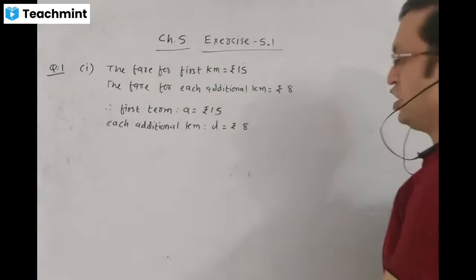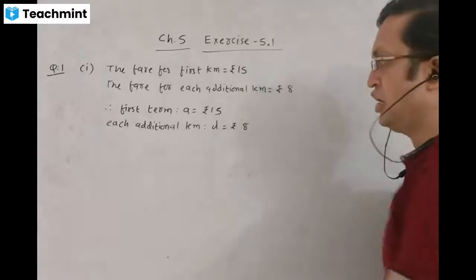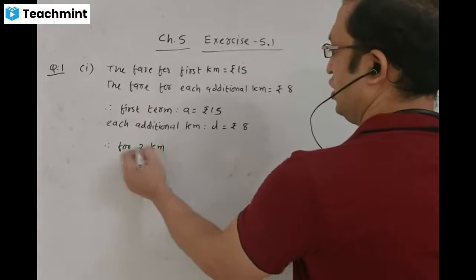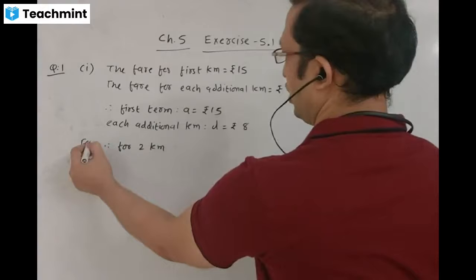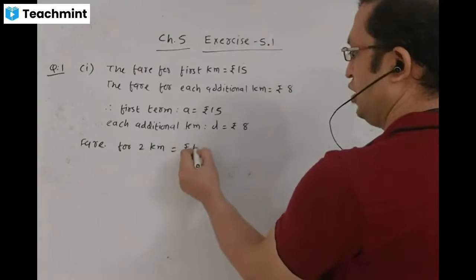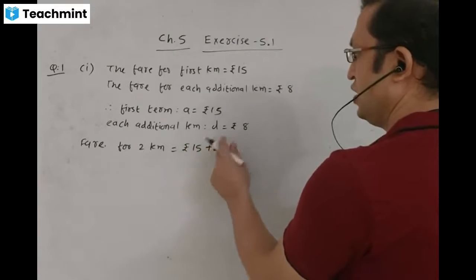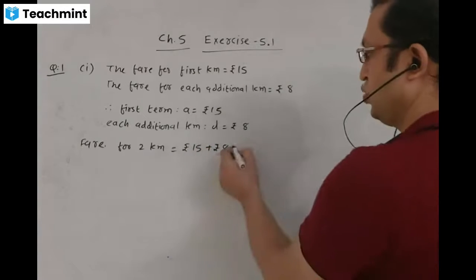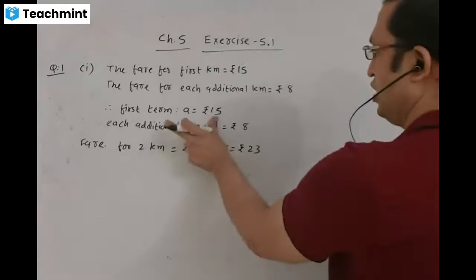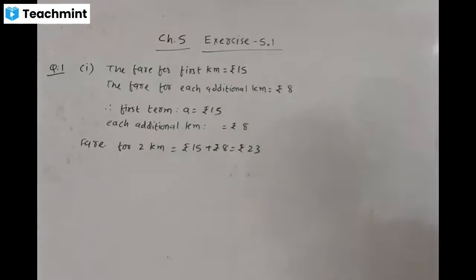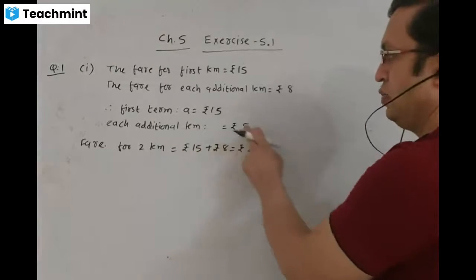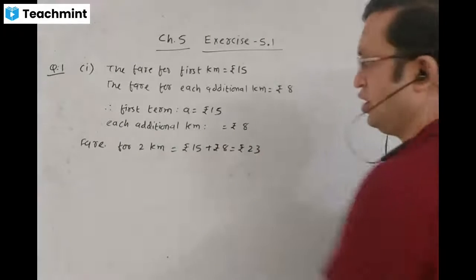Okay. The next kilometer fare is rupees 8. Therefore, the fare for 2 kilometers is equal to rupees 50 plus rupees 8, that is rupees 58. Each additional kilometer is rupees 8.